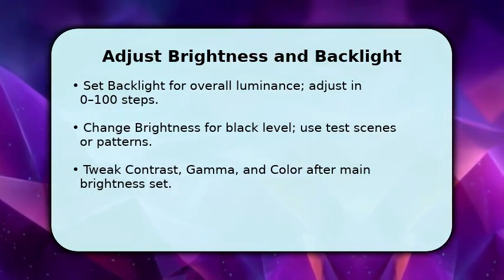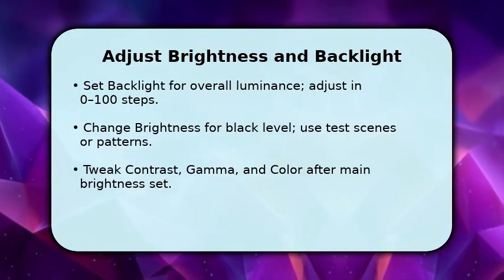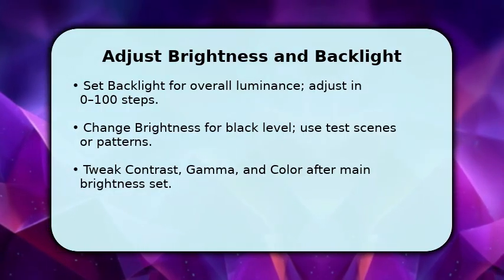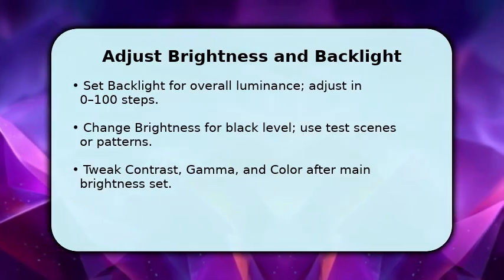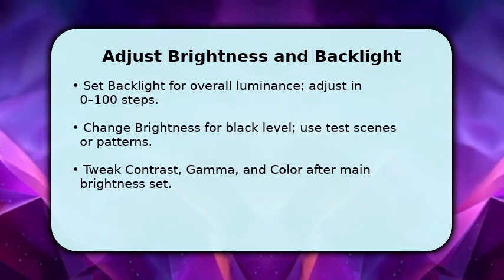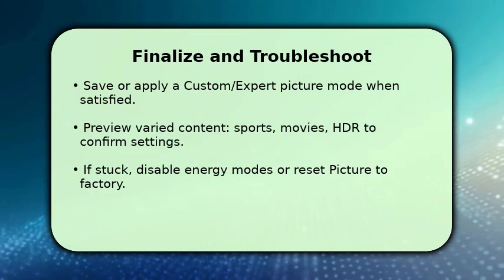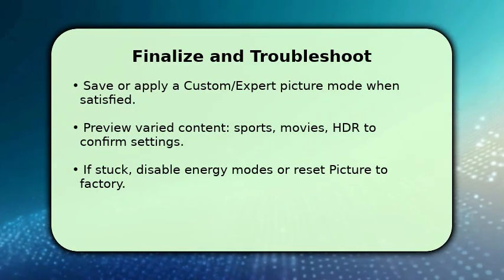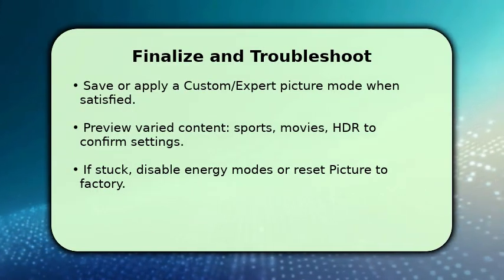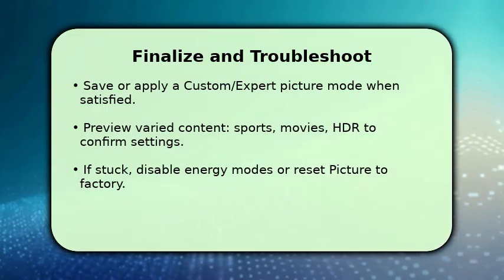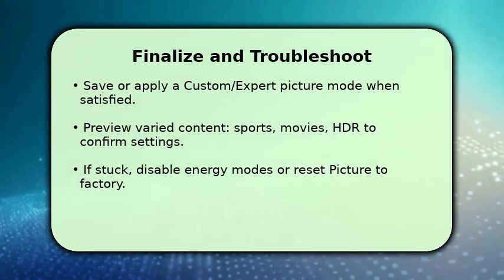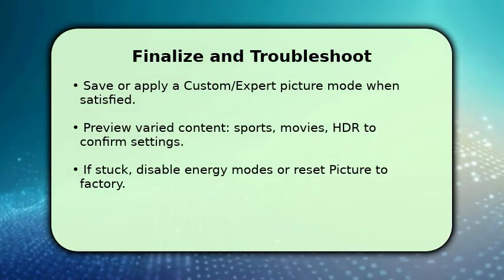If your TV has presets, try movie or calibrated and then tweak. This saves time because presets start from sensible defaults. Finish by saving your changes into a custom or expert profile so adjustments persist. Then sample several types of content, dark movies, bright sports, HDR clips, to confirm brightness works across scenes. If highlights clip or blacks crush, reduce contrast or tweak gamma slightly.